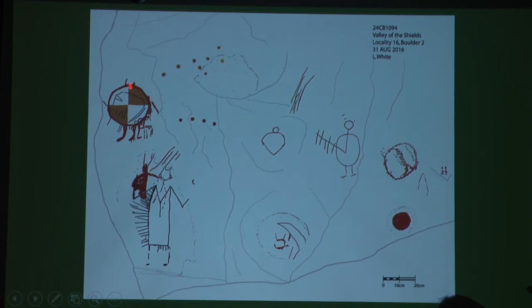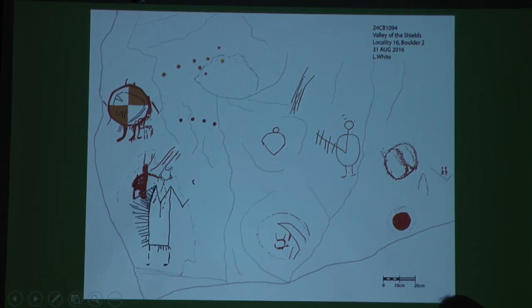Here's the shield figure that we were looking at. Here's the V-neck figure. This is the second most common type of anthropomorph, or human figure, that we have in Montana, shield-bearing warriors being the first. The V-necks are the second most common type, with these big V shoulders like this. They're usually more recent. Usually they can be as old as 1,000 years ago.